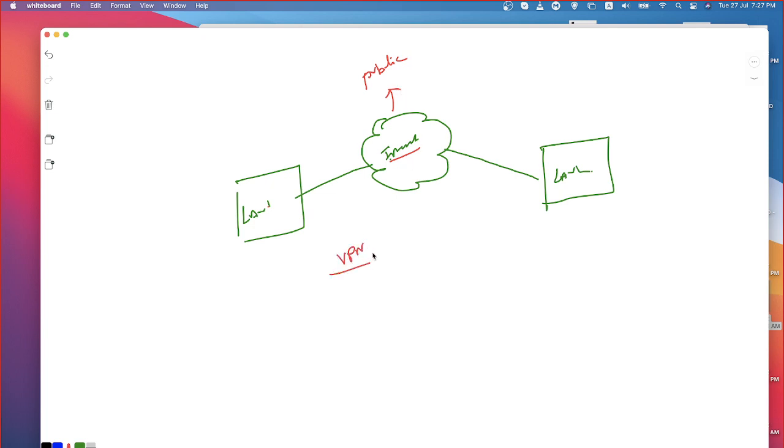So VPN, there are so many types of VPNs. There are popular ones like GRE, generic routing encapsulation. It provides only the tunneling, but there is no protection, there is no cryptography. Whereas if I take the help of IPsec, then the tunnel is also there, and data confidentiality, integrity and authenticity are also there.